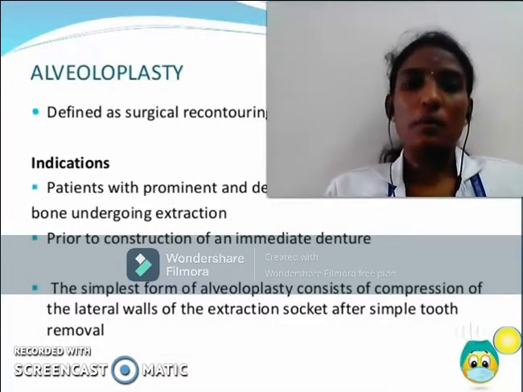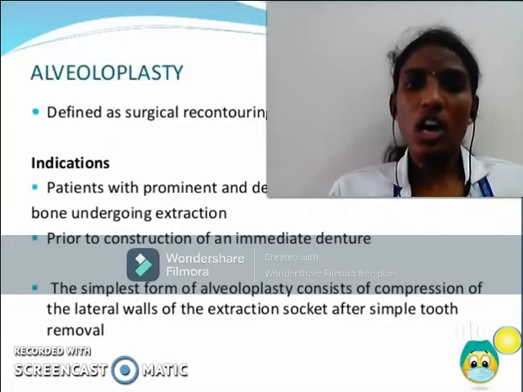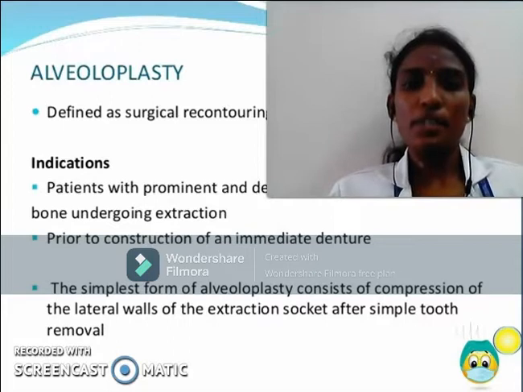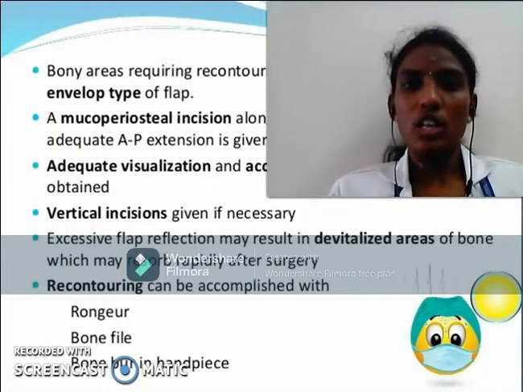It is indicated in patients with prominent and dense alveolar bone undergoing extraction. Prior to the construction of an immediate denture, the simple form of alveoloplasty consists of compression of the lateral wall of the extraction socket after the simple tooth removal.